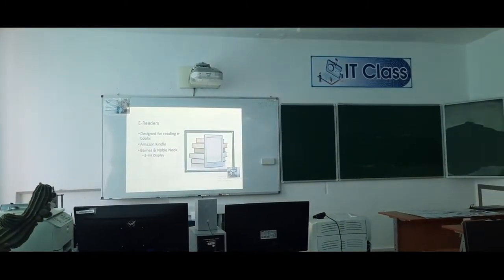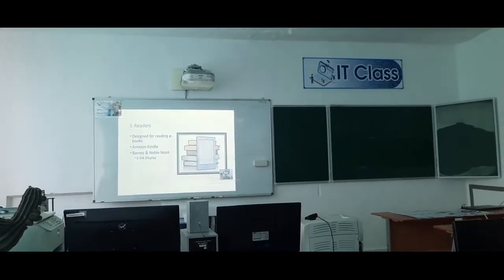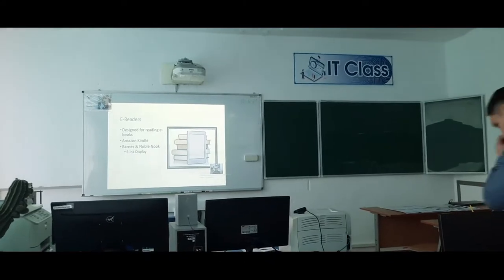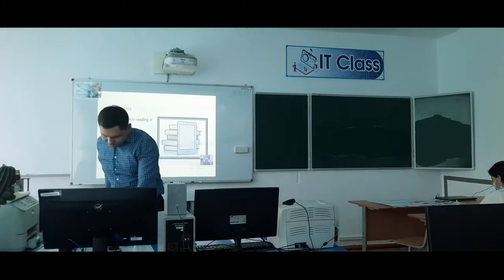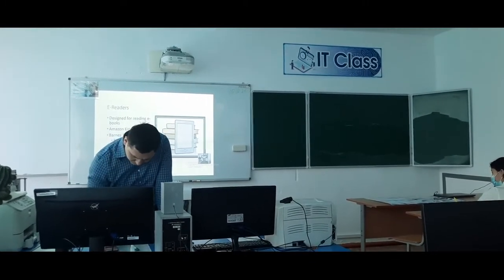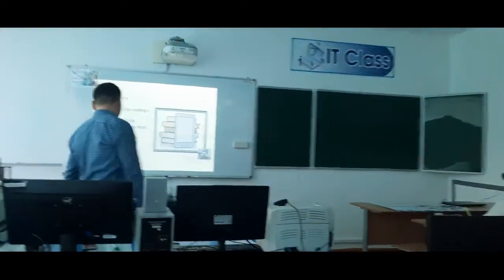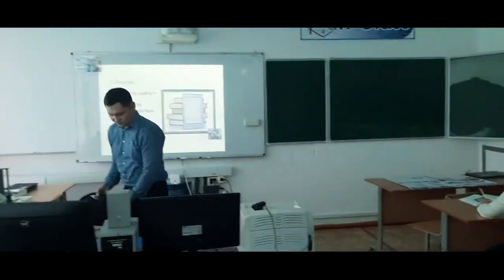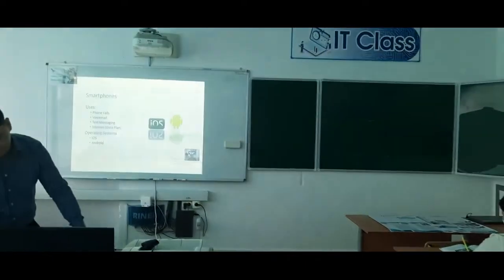E-readers are another thing that I wanted to cover here, and they're designed for reading ebooks, and so that's basically when you download a digital version of a book, you're going to download it onto something like this. The reason that you use an e-reader as opposed to a tablet is because it uses an e-ink display, and it's easier on the eyes and it's easier to read. And so the two that are probably most popular are Amazon Kindle and Barnes & Noble Nook.